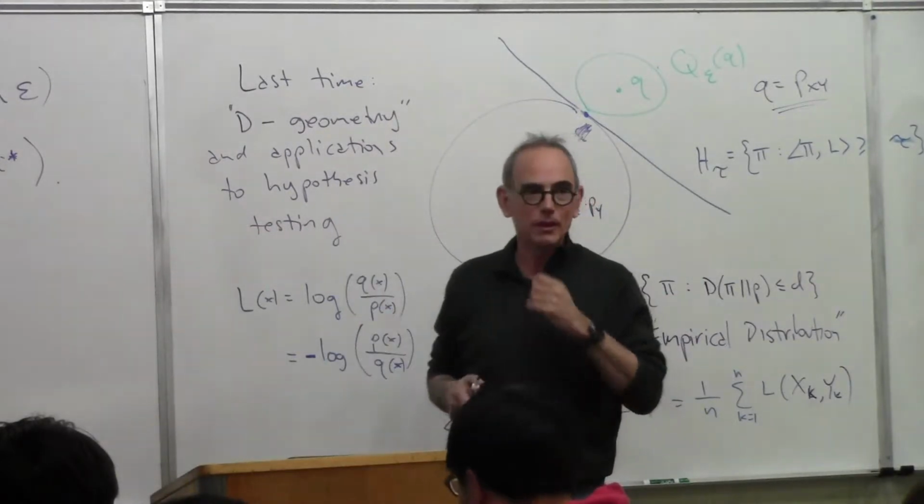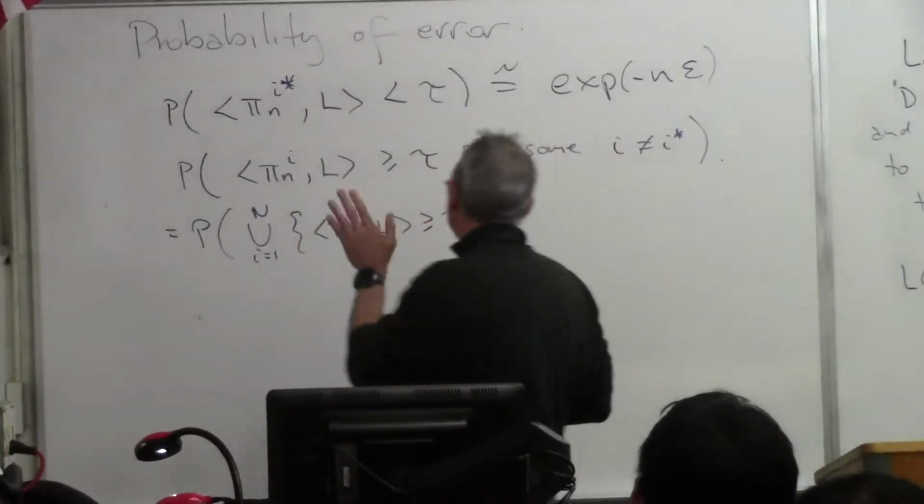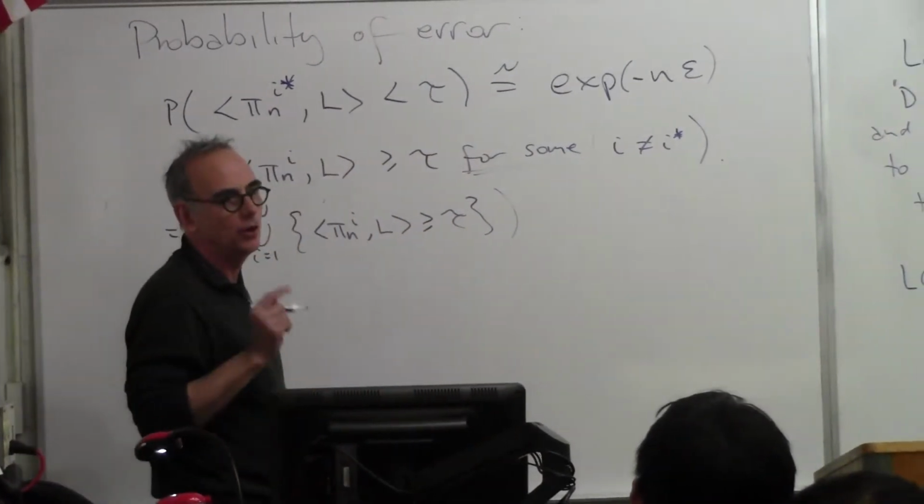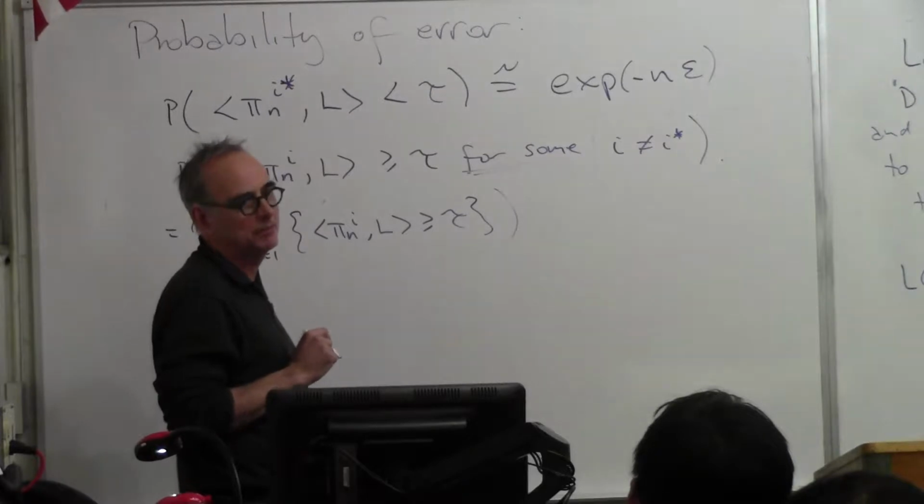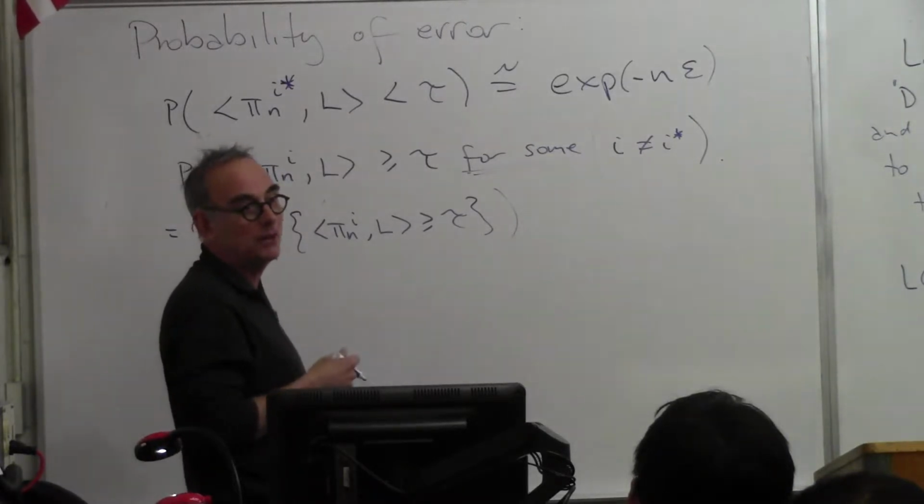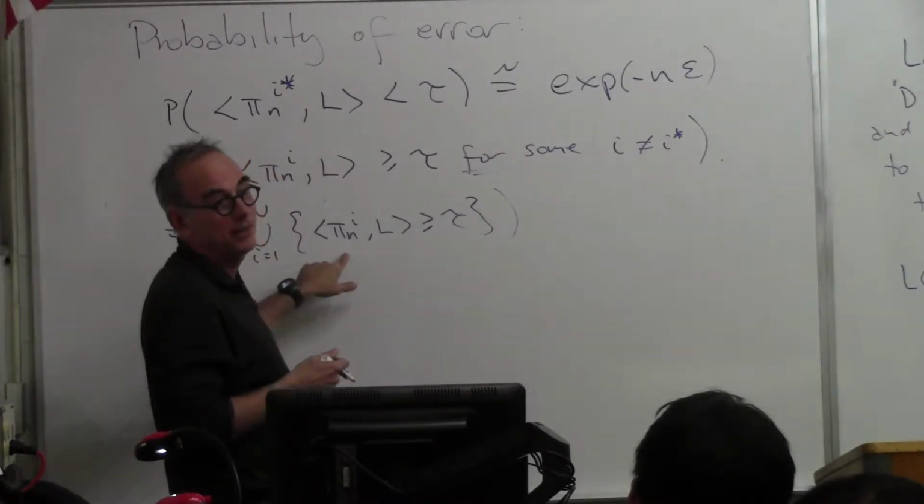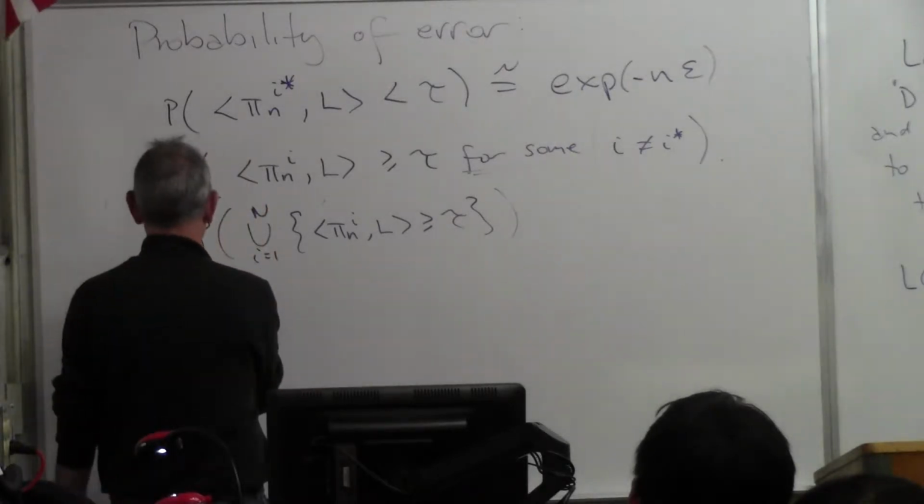I could do much better if I could somehow use the fact that only one thing was sent, but you can get away with these crude bounds because what I'm going to do here is use a union bound.